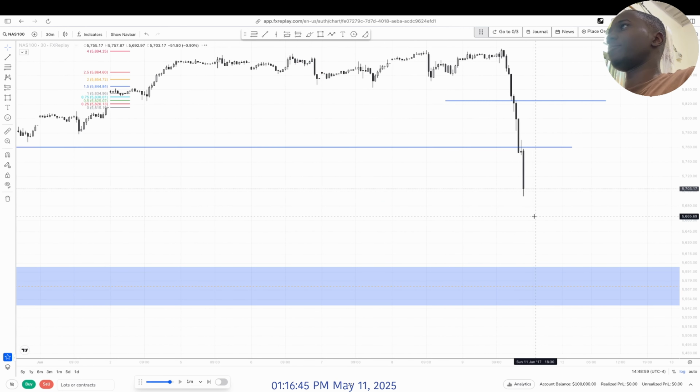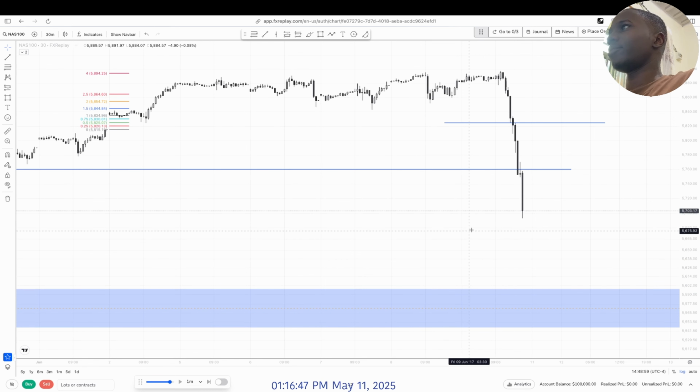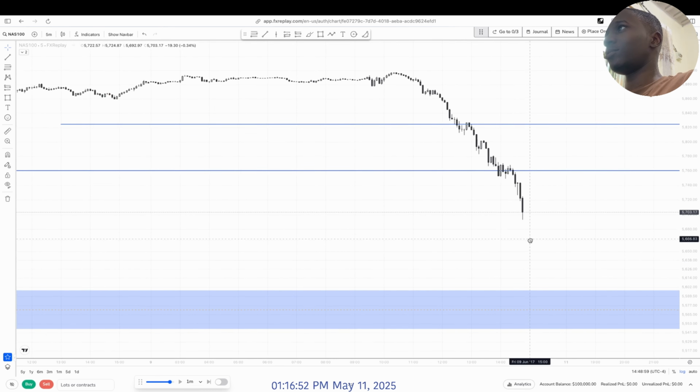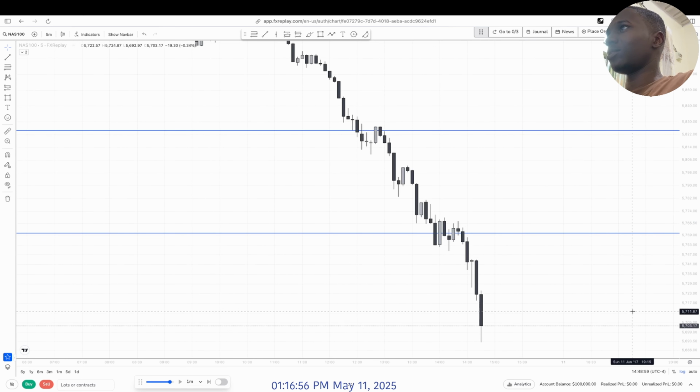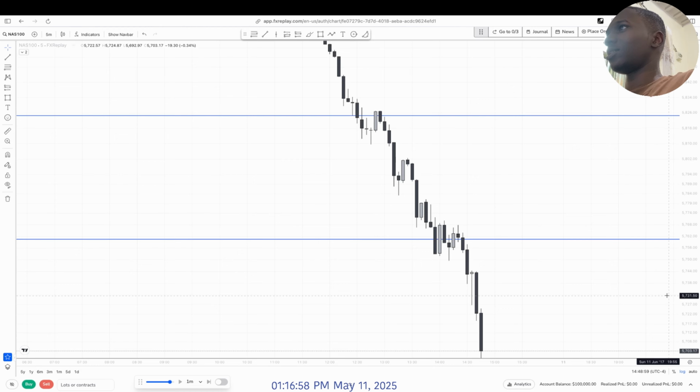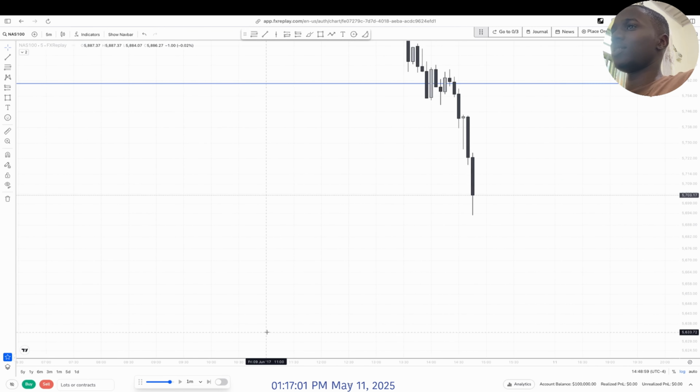30 minutes now. So it was still in a downtrend. On the 5 minutes, find the OB retracement, and we can enter off of it. So that was my analysis. Let's wait and see.